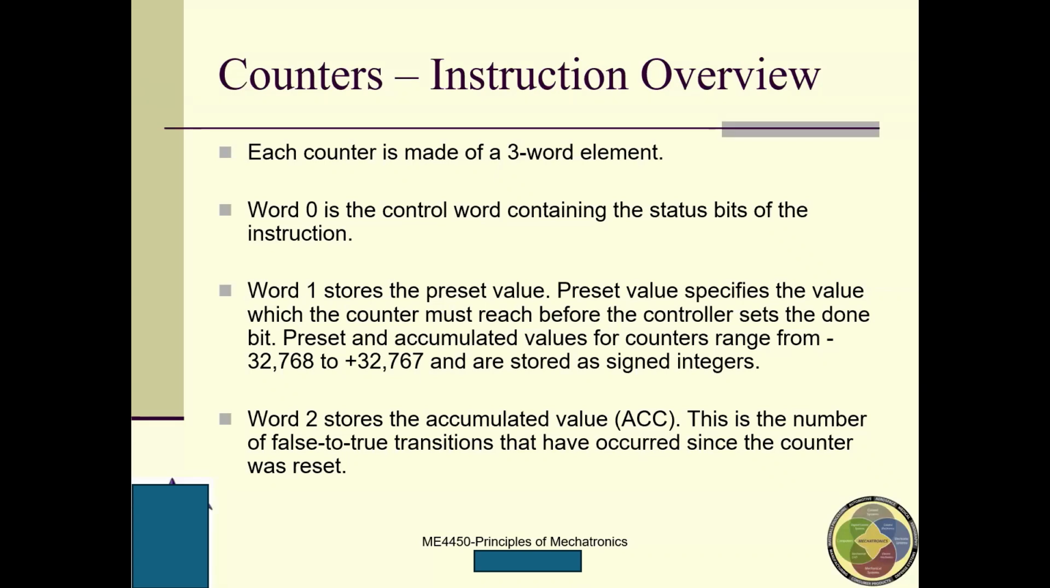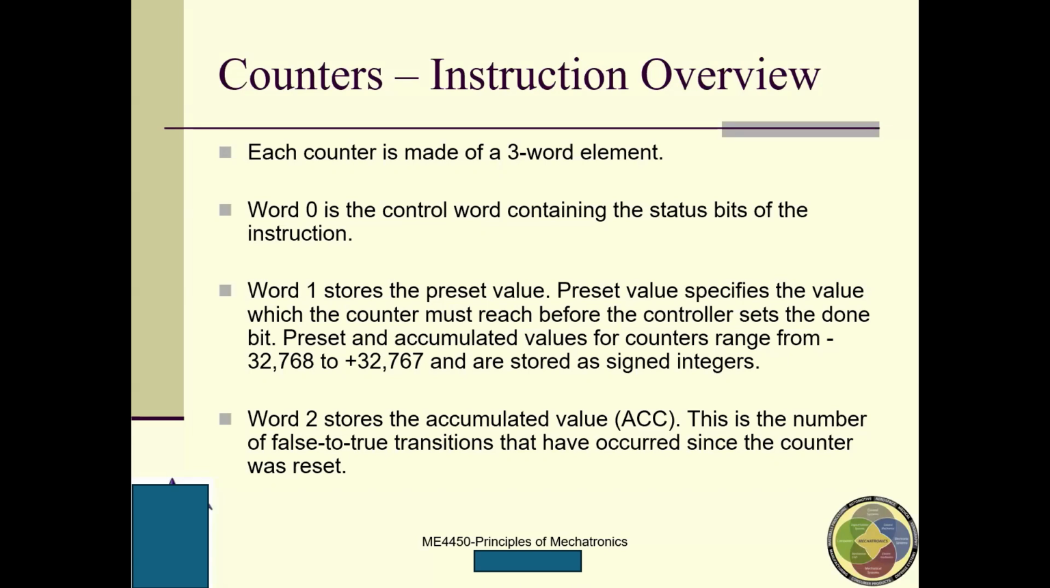It's the same as the timer. Preset and accumulated values for counters range from negative to positive, so from this value to this value, and are stored as a signed integer. So the second word, word 2, stores the accumulated value ACC, the same as for the timer. And this is the number of false to true transitions that have occurred since the counter was reset.